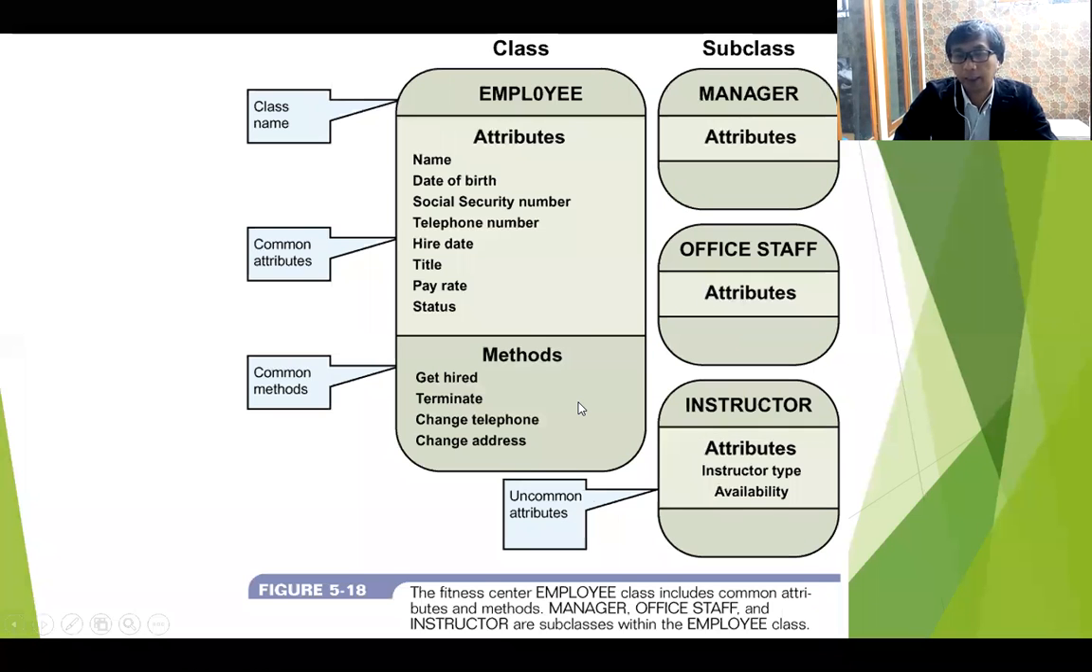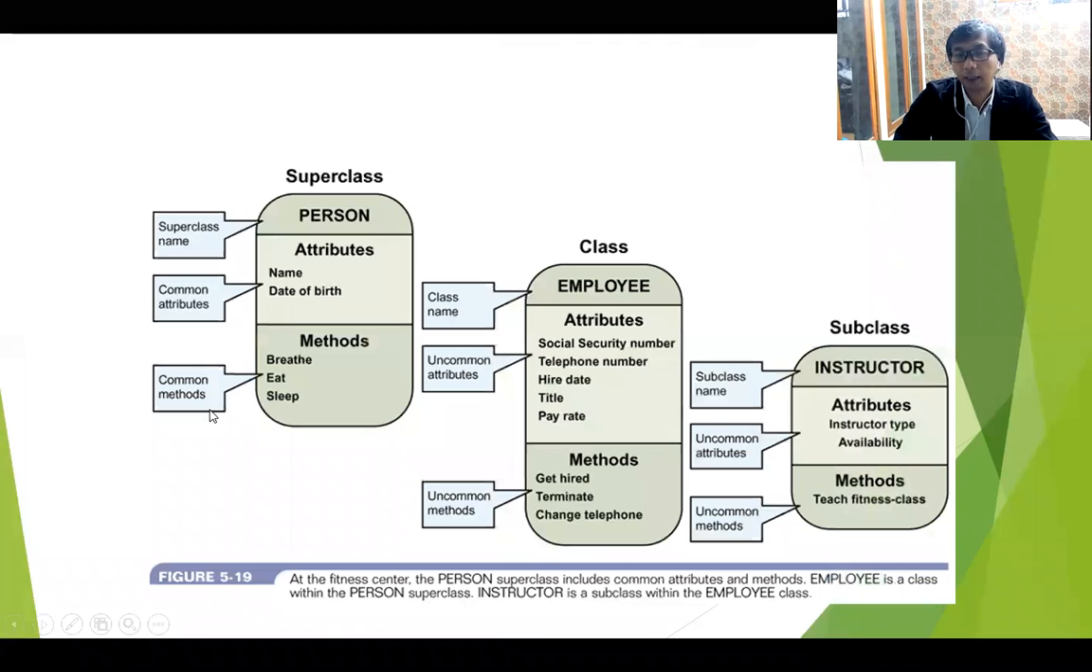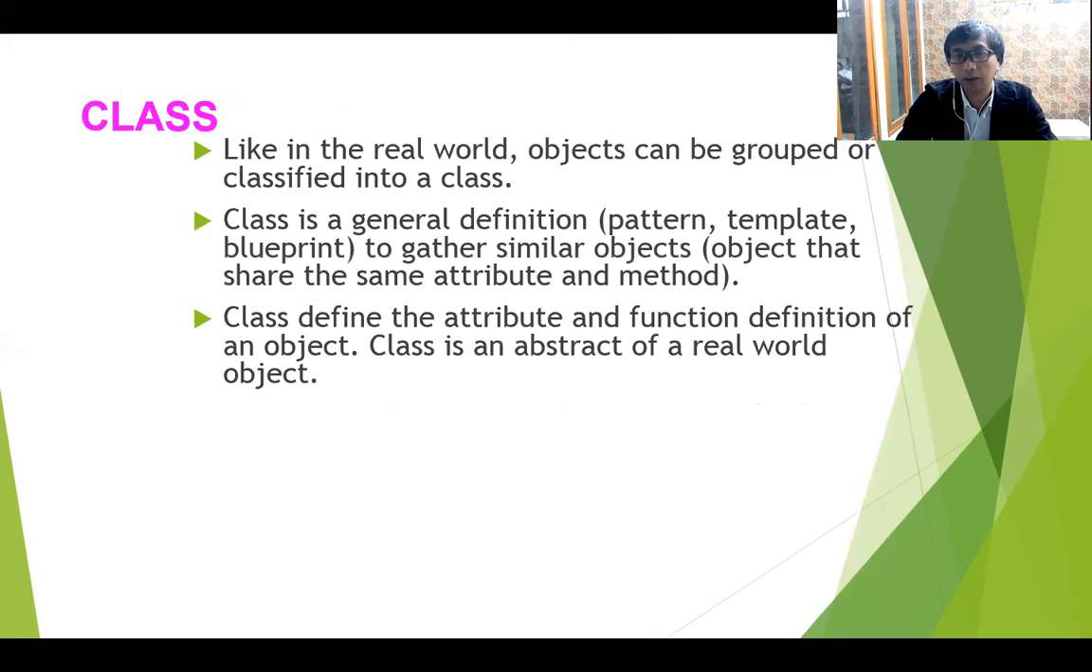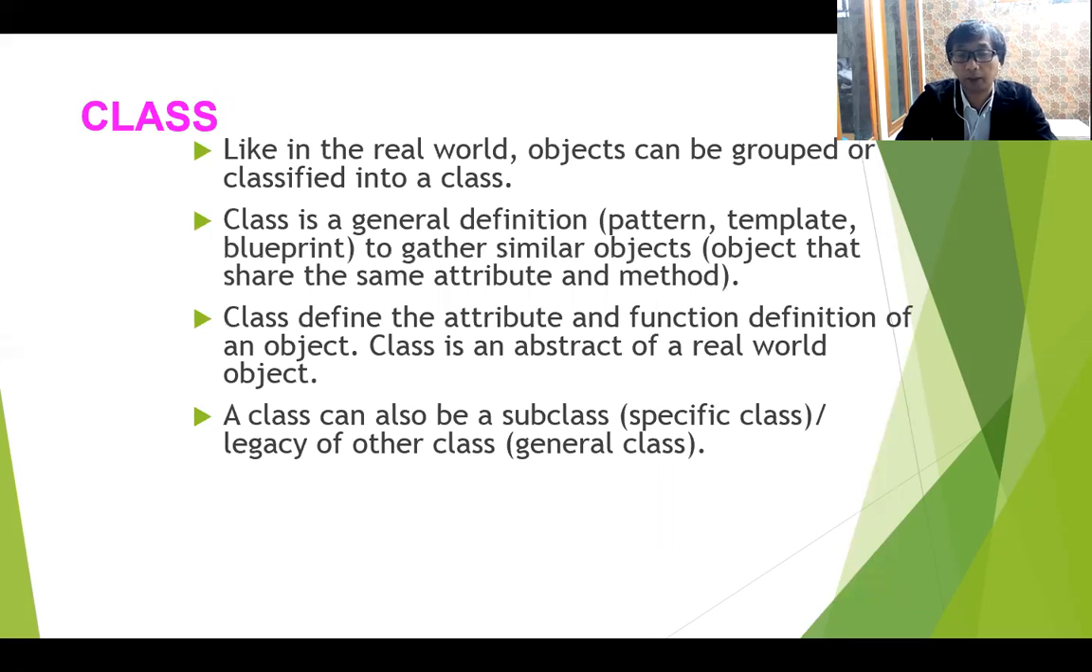This is another example of a class. I will explain it later. So what is a class and how do you define the components of a class? The components of the class are also similar to the components of the object, because like I said, the class is a representation of a real world object.